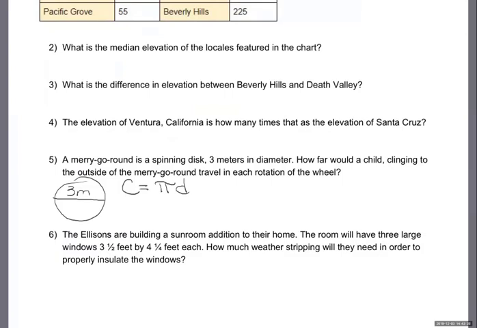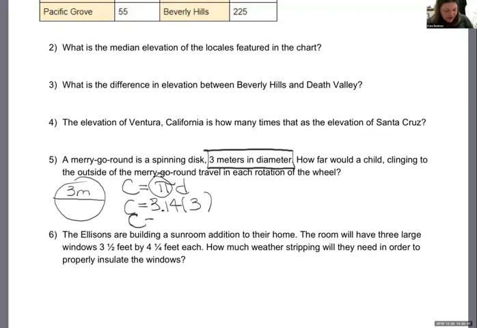Now we'll plug in what we know. Right in that formula sheet, right after the semicolon, it told us an approximate value to use for pi. It said pi is about 3.14. And unless you're told otherwise on the GED, you can always use that. And now d, the diameter of my circle, well, it says my circle was 3 meters in diameter. So I can plug a 3 in right there for d. And now 3.14 times 3 gives me 9.42. So how far would a child clinging to the outside of the merry-go-round travel in each rotation of the wheel?